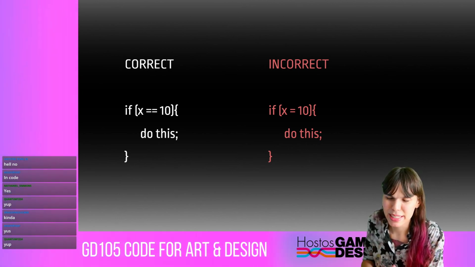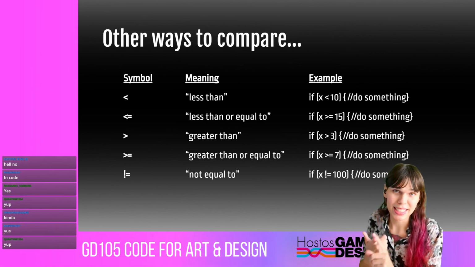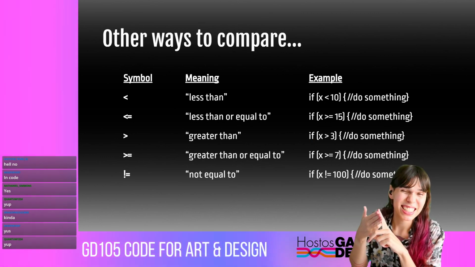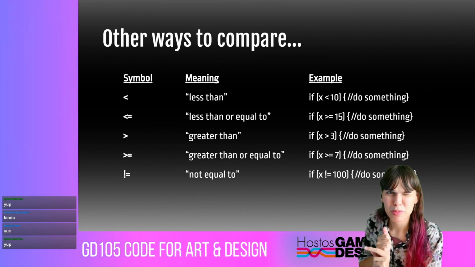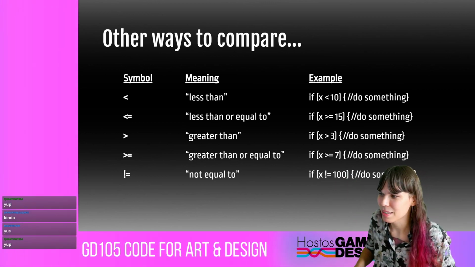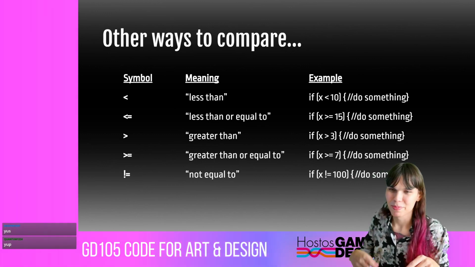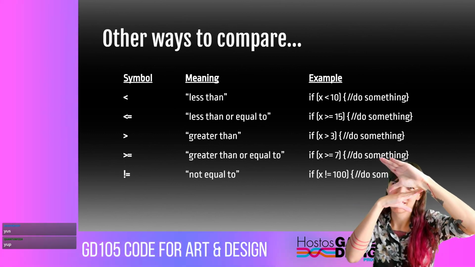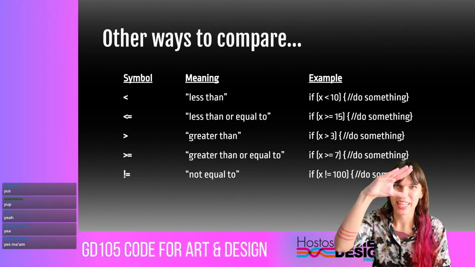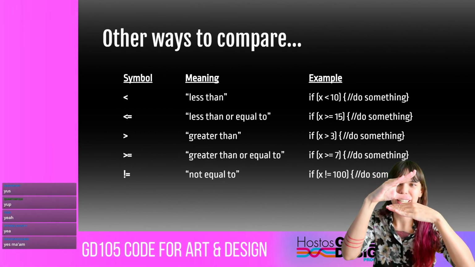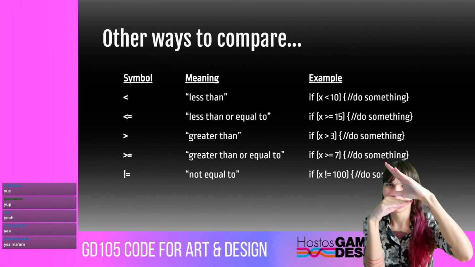And so there are other ways to compare things in code. You might be familiar with some things like less than, greater than, less than or equal to, greater than or equal to. Do people remember stuff like that from math? Like the less than sign, and then you remember how you had less than or equal to, with a little line underneath it, and then you have it the other way as well.